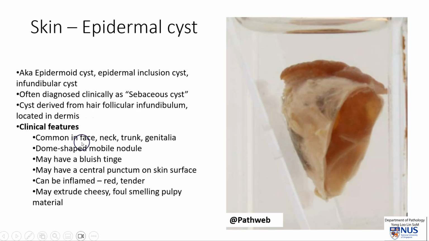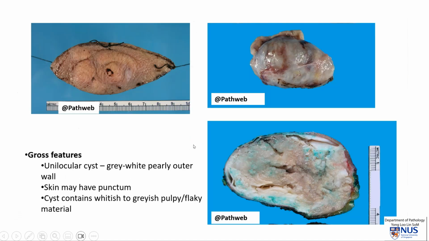Clinically, this cyst occurs most commonly in the face and neck region, also in the trunk and genitalia. It is usually seen as a dome-shaped, mobile nodule, and sometimes there is a bluish tinge. The skin surface may have a central small dot-like opening known as a punctum, which then leads to the underlying cyst. It can sometimes be inflamed, red and tender, and occasionally the punctum may extrude cheesy or foul-smelling material which comes from the cyst contents.